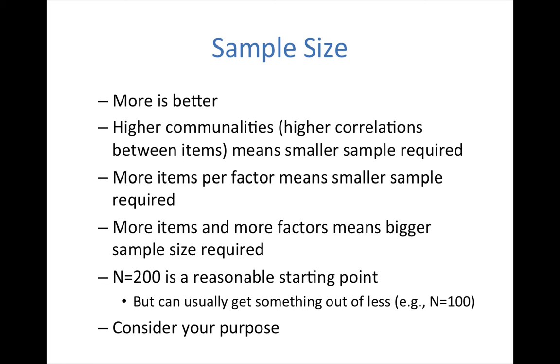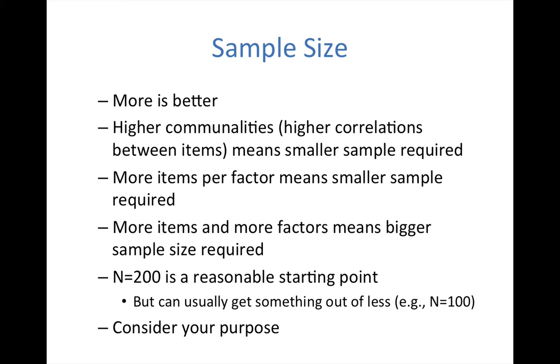In terms of sample size, there are a lot of rules of thumb out there. Bigger sample sizes are better. You're going to get a more accurate picture of the true relationships between items and factors. There are things that affect how important sample size is. The clearer the factor structure, the higher the correlations between items, the less you'll need big samples. And in general, the more items, and the fewer items per factor, you probably need bigger sample sizes.